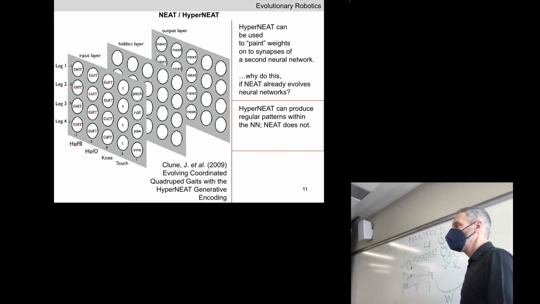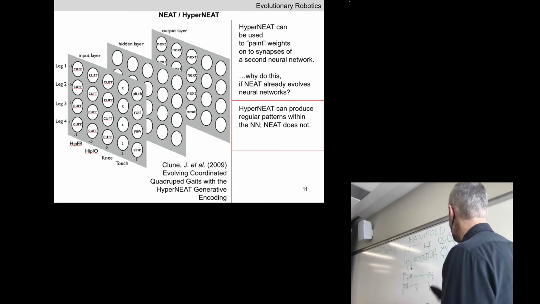But let's roll back that assumption. How would we change this in order to allow evolution to paint regular patterns of weights across the synapses that make up this neural network, but it can paint different weights onto synapses that share the same three-dimensional midpoint? There's different ways we can do this. Anybody see one way to do this?